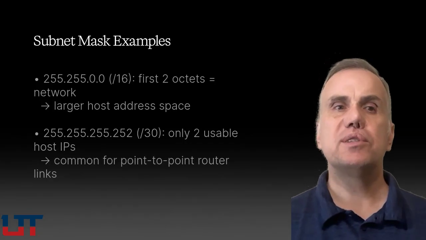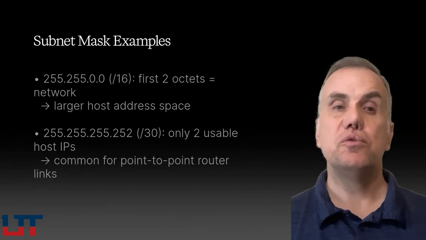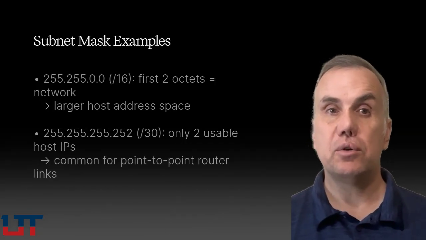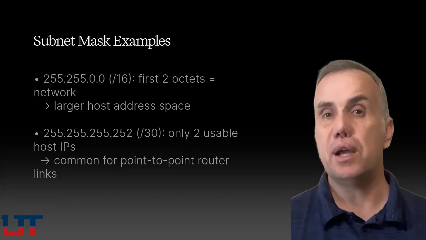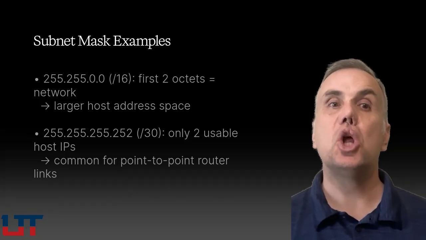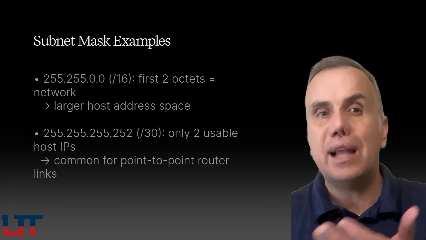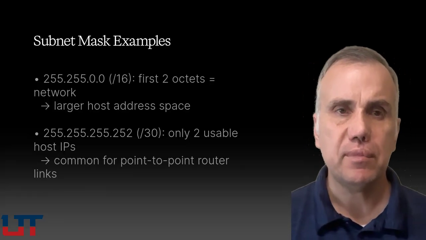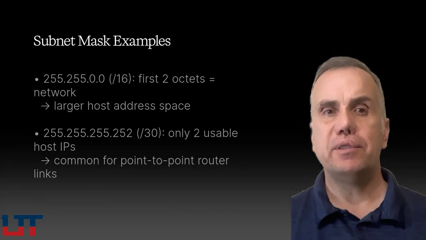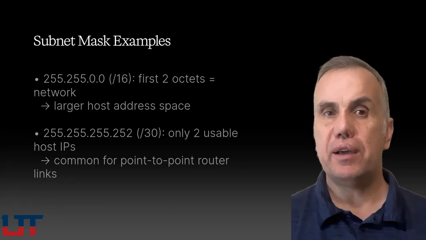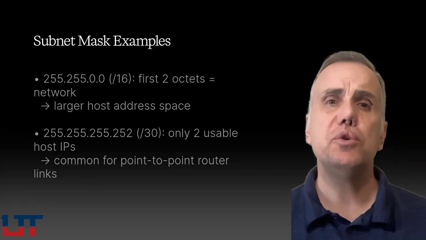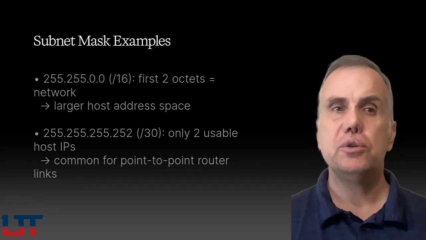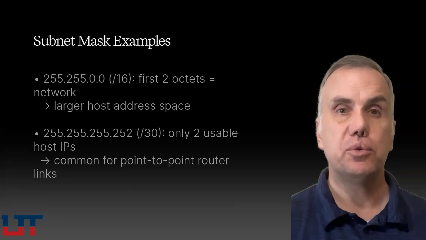Here are a few more subnet mask examples. 255.255.0.0. This mask only uses the first 2 octets for the network, which gives you a much larger address space, right? The last 2 octets. A 255.255.255.252 mask leaves only 2 usable addresses, which you'd see on a point-to-point link between 2 routers.